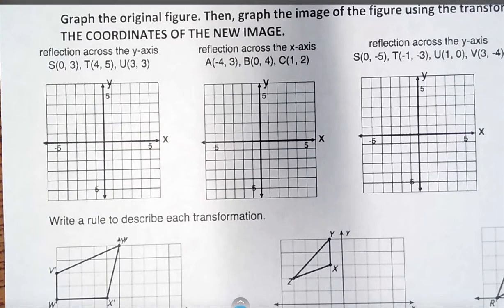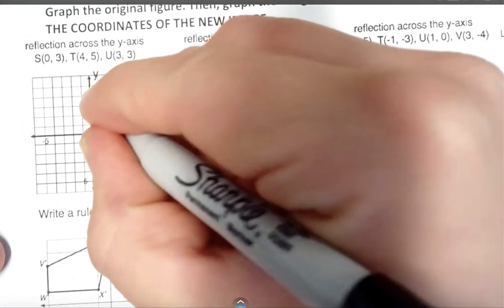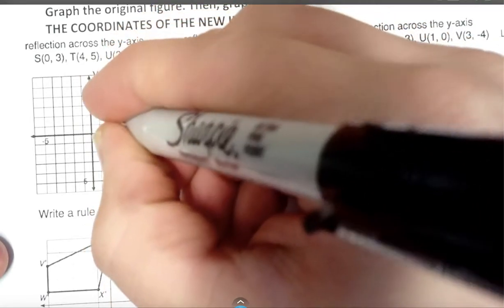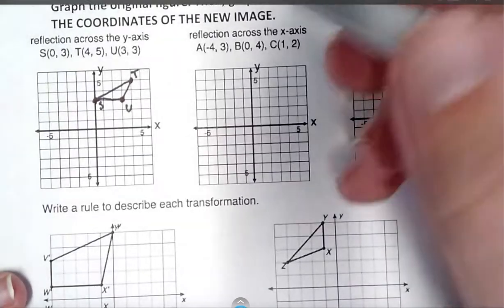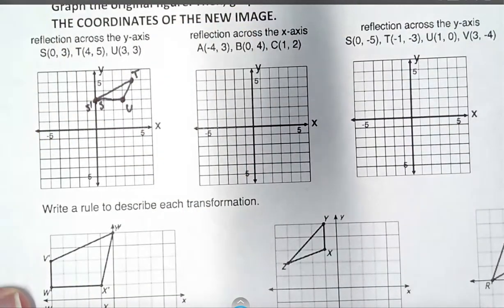So reflection across the y-axis. So first I'm going to graph my point 0, 3 as S, 4, 5 is T, 3, 3 is U, and then it says reflect across the y-axis. So S is on the y-axis, so it actually stays. So S is also S prime.